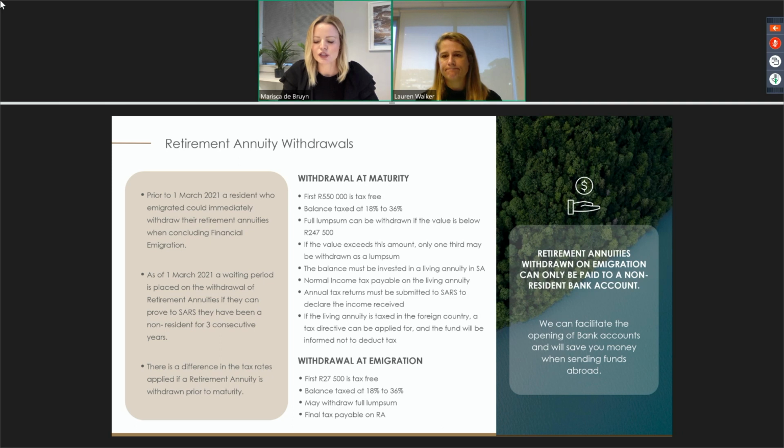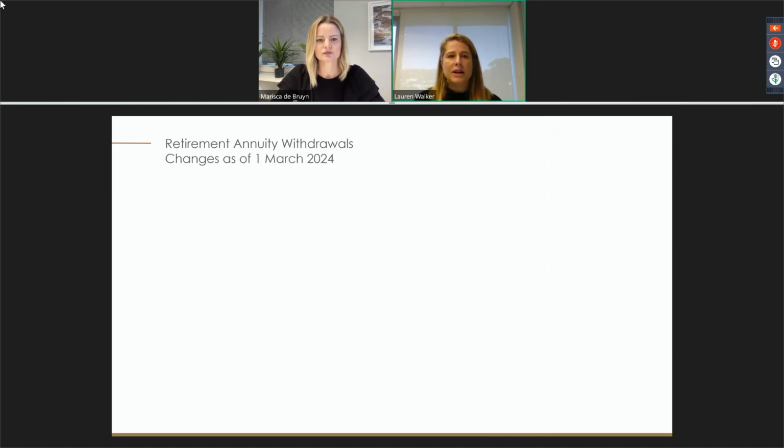Yeah. So it's also important that when they withdraw their annuities on emigration, it needs to be paid into a non-resident bank account. So the whole cease to be resident process and tax migration process would need to be followed. And we run this process. We'll go through it a little bit later, but those non-resident bank accounts are opened automatically when we run this process, so that when we are doing the withdrawal applications for these clients, we can get those funds into the account quickly.